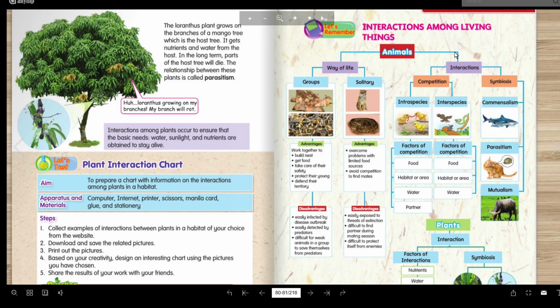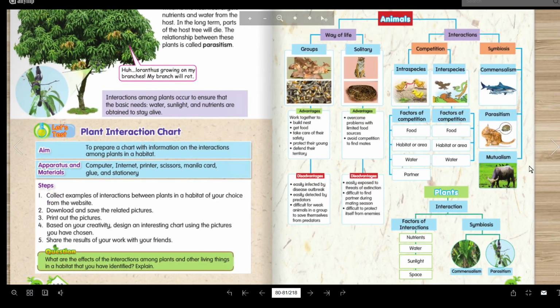Then we learned about interaction, competition and symbiosis, these two types of interaction. Competition can be between the same species, which is intraspecies. It can be among different species, which is interspecies. The factors for which they compete are food, habitat or area, water, or partner, right? Commensalism, parasitism, and mutualism, we have seen these three types of symbiosis. In mutualism, both get benefit. In parasitism, one is benefited, the other is harmed. In commensalism, one benefits, the other is unaffected, right?